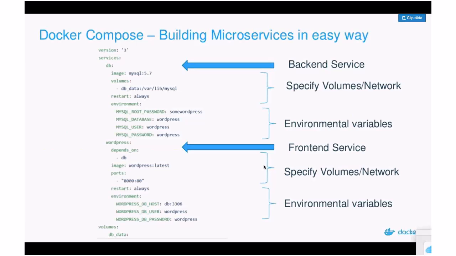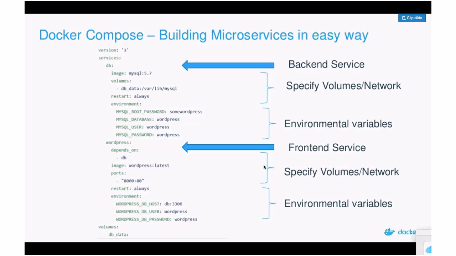If it is visible to you guys, there are basically two services: the backend service and the front end service. The backend service is the DB, and the front end is WordPress. I have specified all the environment variables and all the ports under the backend service, and similarly for the front end service. So you can specify your small microservices in terms of a Docker Compose.